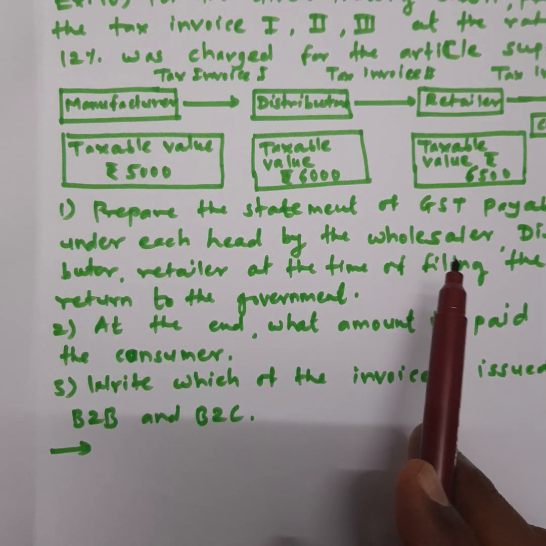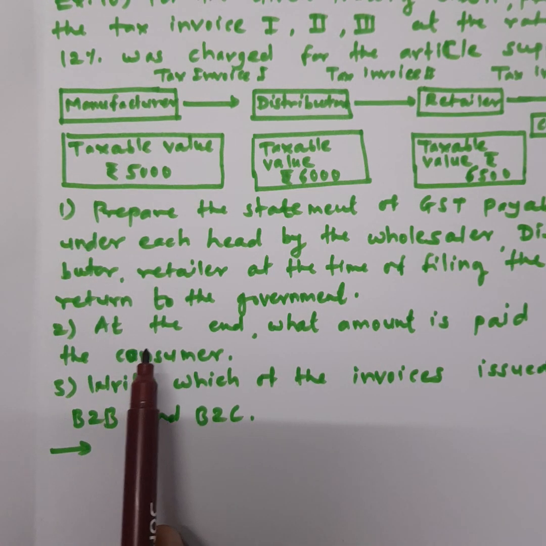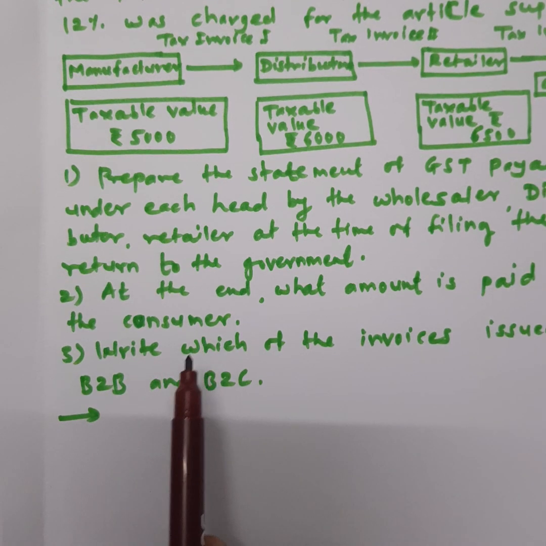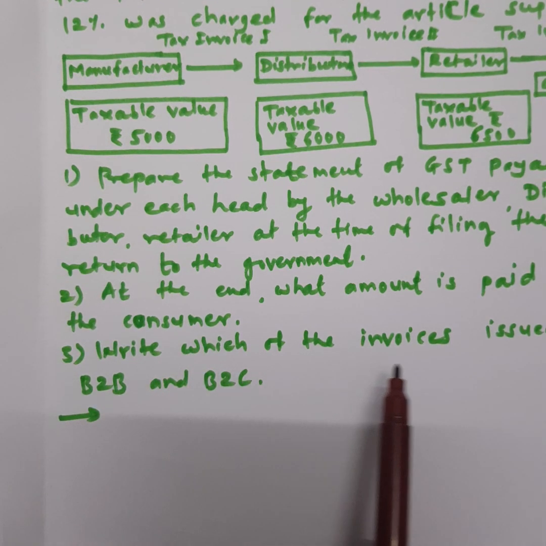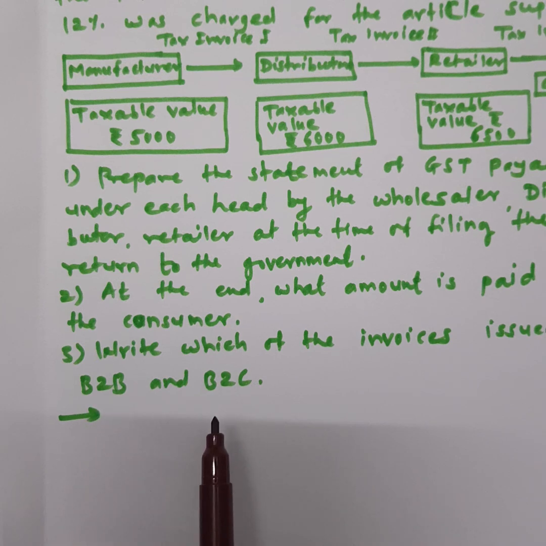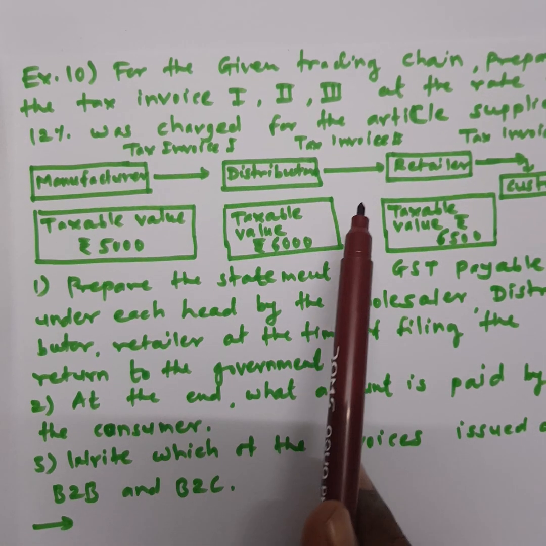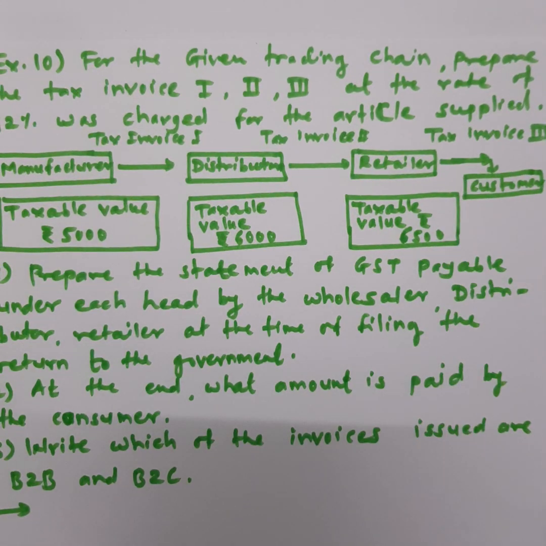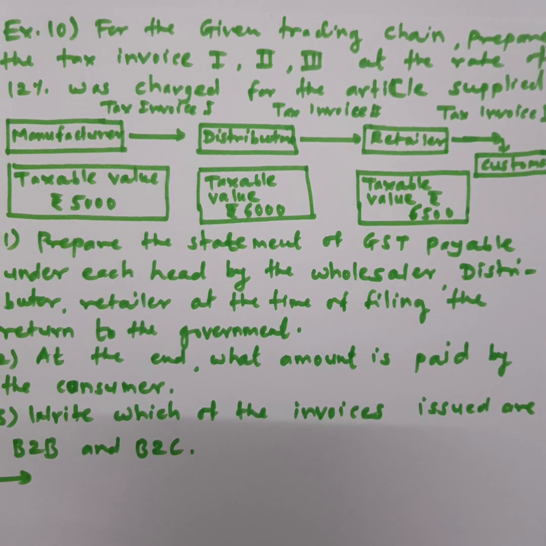Here consider wholesaler as manufacturer. At the end, what amount is paid by consumer and write which of the invoices issued are B2B and B2C. We know first and second invoices are B2B and third invoice, that is to customer, retailer to customer, will be B2C.